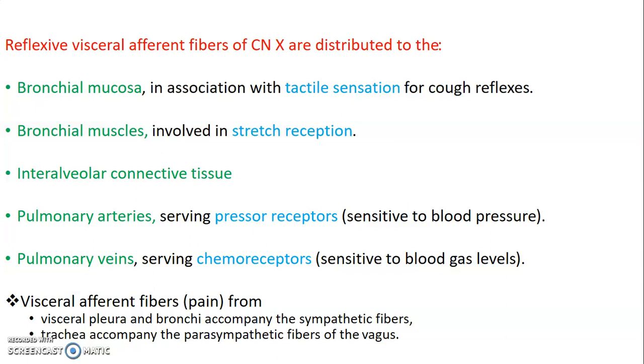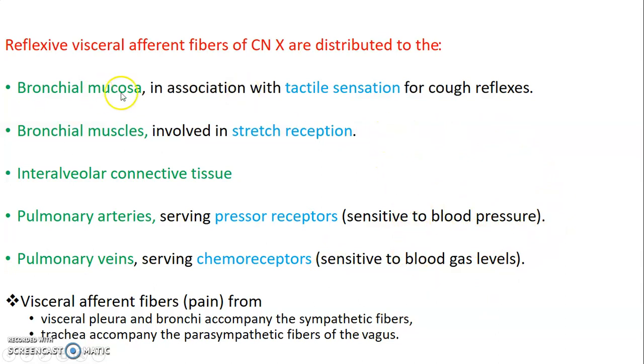So they're able to make the lungs respond to tactile sensation leading to cough reflexes, stretch reception by the muscles, pressure receptors to the pulmonary arteries, therefore they make the arteries sensitive to blood pressure, chemoreceptors to the pulmonary veins make them to be sensitive to blood gas levels. So this is basically how the reflexes of the vagus nerve in the lungs are achieved.